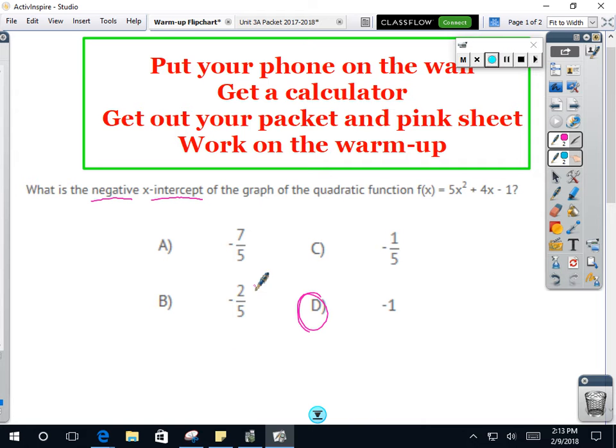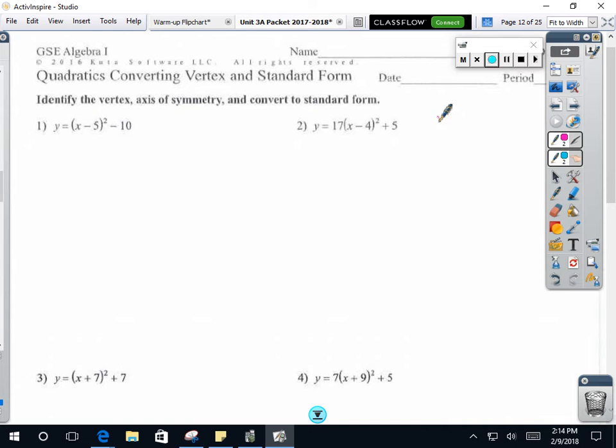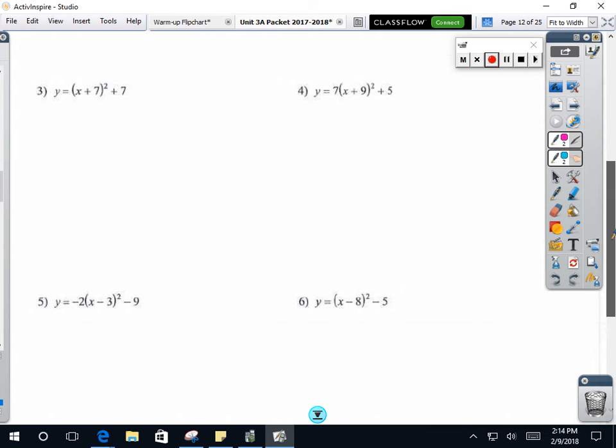Okay, now I need you to turn to page 8 in your packet. You were supposed to do 1, 2, and 3 for homework. If you didn't do it, you need to do it over the weekend so that you can at least get a late stamp. I am about to do 4, 5, and 6 with you.